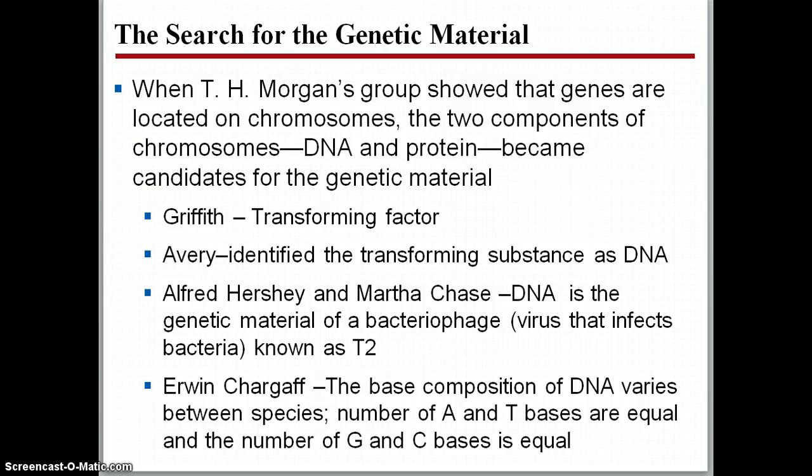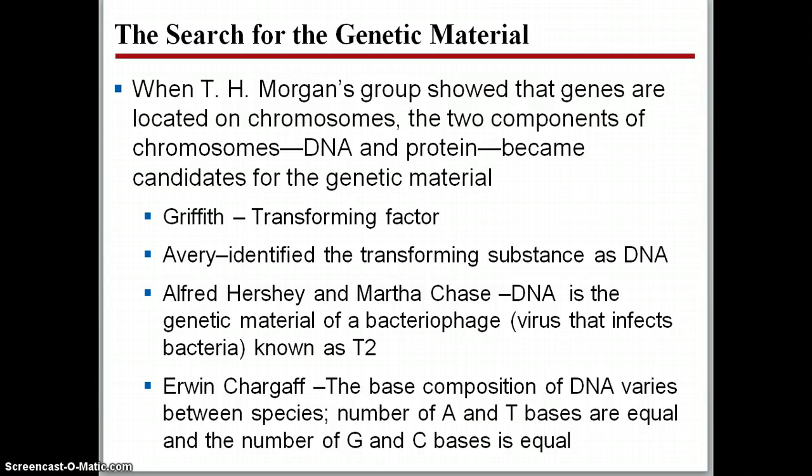So the first experiment was Griffith. If you remember, he discovered that transforming factor. So the smooth strain, the rough strain, was transformed into that smooth strain. Avery identified the transforming substance as DNA. This is the experiment that extended Griffith's experiment, and he used an enzyme that destroyed DNA and found that there was no transforming factor when the DNA was destroyed.